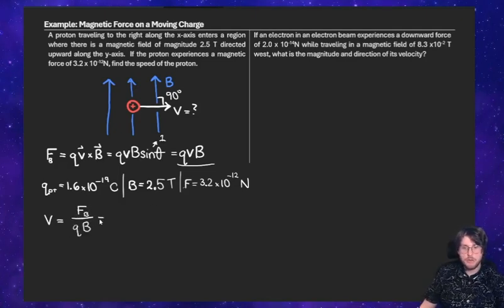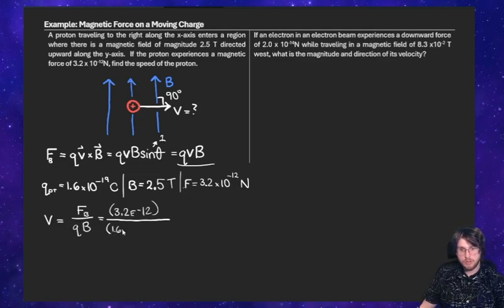And all we really need to do there is plug and chug. So our force is 3.2 times 10 to the negative 12. I'm using my scientific notation shorthand there. And then we're dividing by 1.6 times 10 to the negative 19. It's a terrible E, sorry. Times a magnetic field strength of 2.5 Teslas.